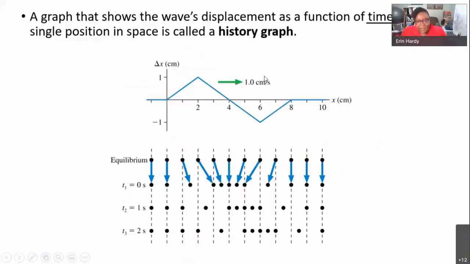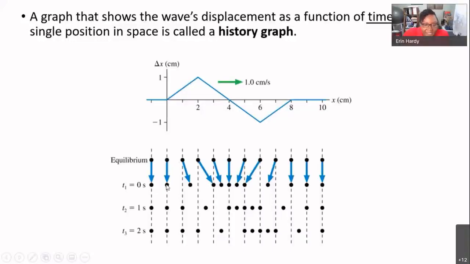It's a bit more complicated when we are trying to sketch a history graph for the coil. So the concept is exactly the same. Your lab partner is generating a longitudinal wave on the coil. You take a bunch of snapshots and you can compare where each one of the coils is at T1, 2, and 3 with respect to where they were when the spring was just stationary.